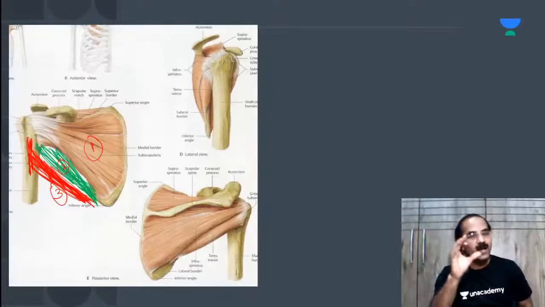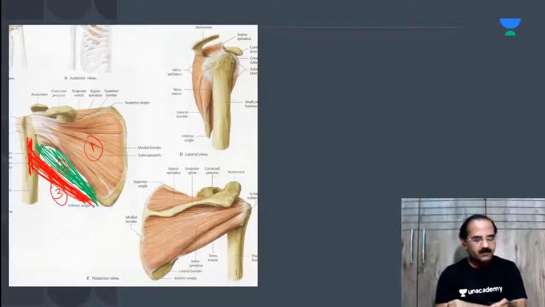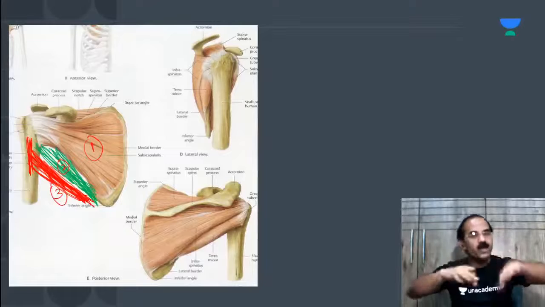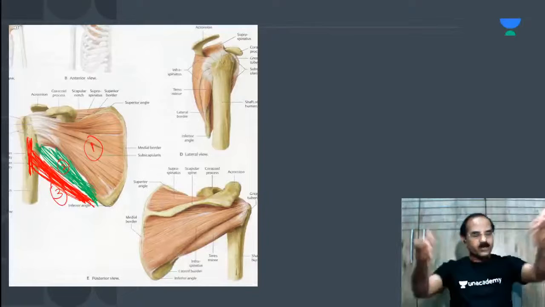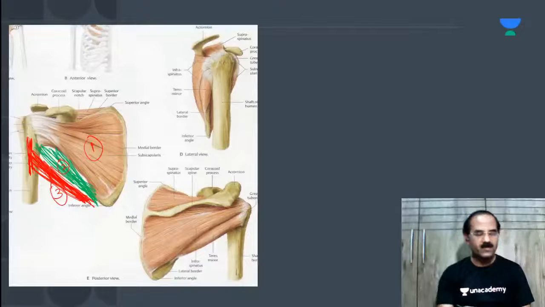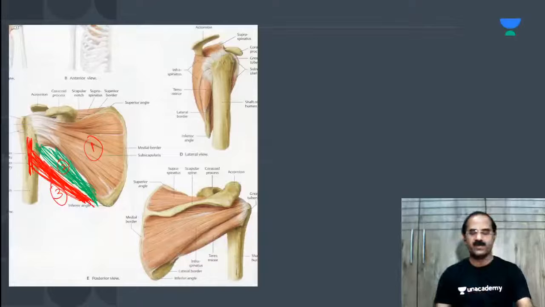So if I have to see the teres minor in this, where is the teres minor in this slide? If I have to see the teres minor, which muscle do I have to reflect? I have to reflect a muscle here, only then will I be able to see the teres minor. Which muscle do I have to reflect?